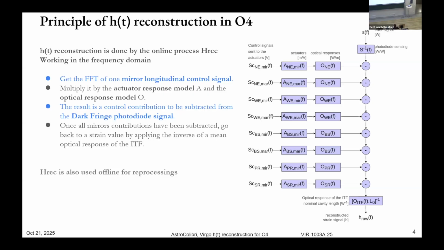And we pass the control loop signal for each mirror into those two transfer functions, the model of the actuator and the model of the optical response. And it gives us a contribution that is to be subtracted from the dark fringe signal, and the result is then applied to an inverse transfer function of the optical response of the interferometer to get finally the motion of the mirror due to gravitational waves, and so the H of t. And the HREC is able also to do the reprocessing online if needed.